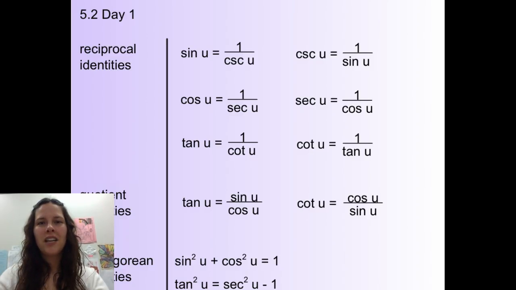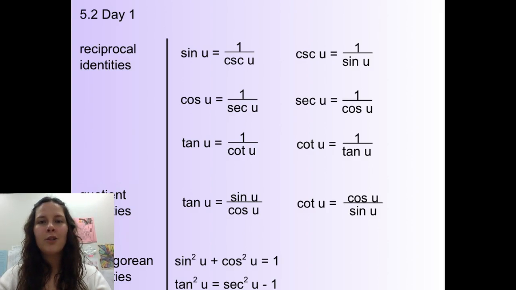Our next unit for pre-calc is still sticking with trig functions. This time we're going to learn how to simplify trig expressions. In order to do that, there are several trig identities that we need to remember or learn about. If you look at the first set of our trig identities, these are the reciprocal identities.